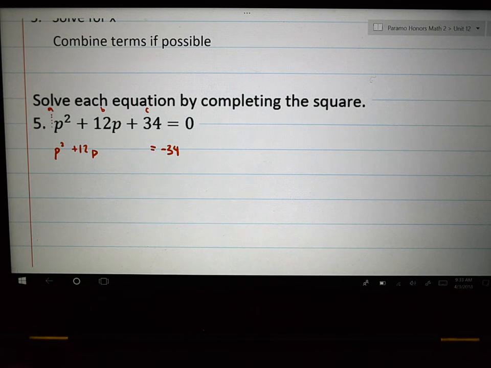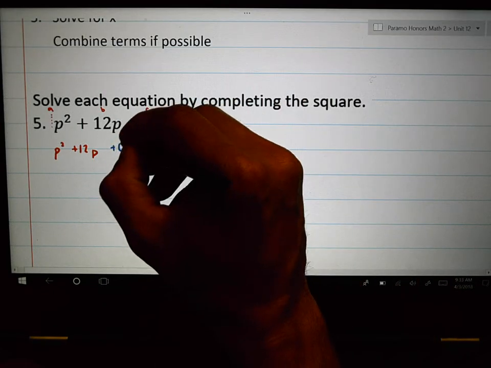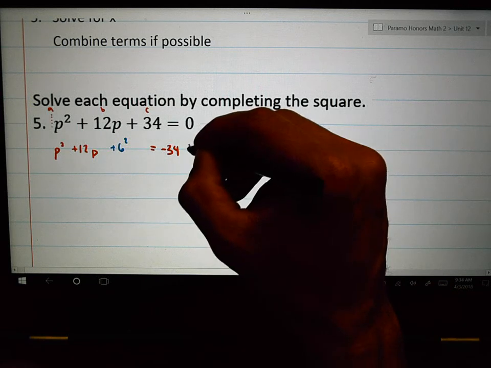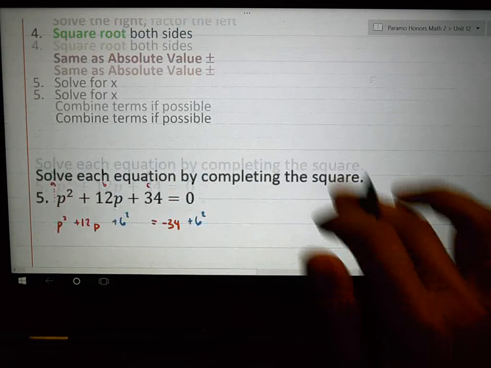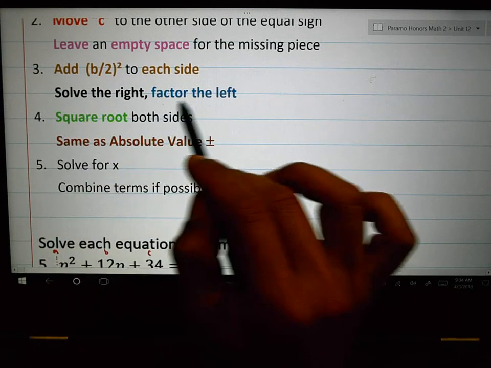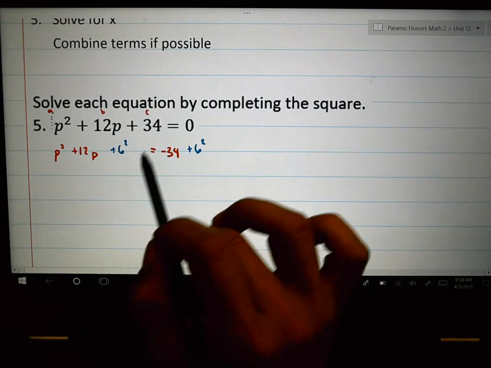What's half of b? What's b? 12. What's half of that? So we're going to add, I'm going to put this in blue right here, 6 squared here, and 6 squared there. That is adding half of b squared. What that does is it turns the left side into a perfect square trinomial. That's how come on step 3 it says solve the right, factor the left. This is a perfect square trinomial.